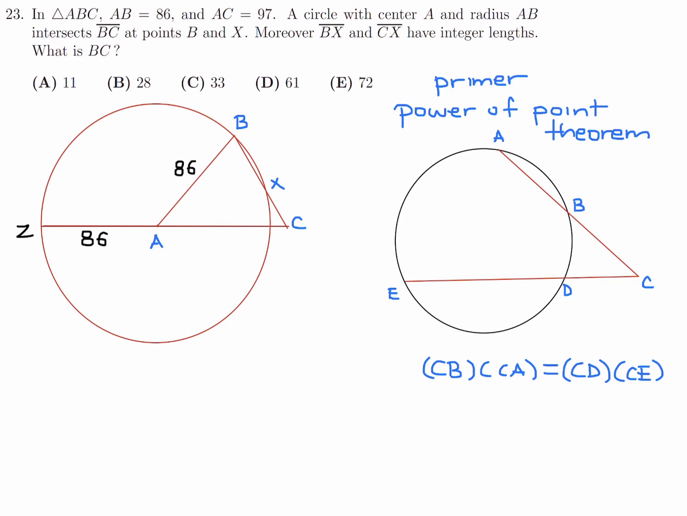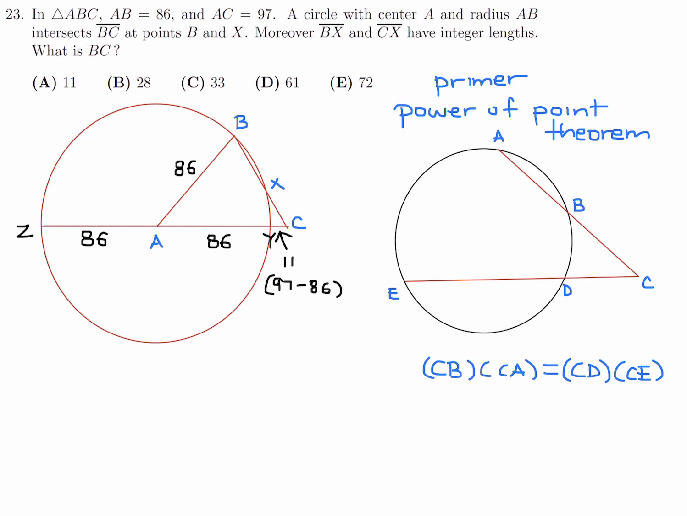So that point right there on the circle, I'll just call Y. And AC, they told me it was 97. So from here to here is 97, but from here to here is 86. So that means this distance right there, that little guy, is 11, right? It's basically 97 minus 86.